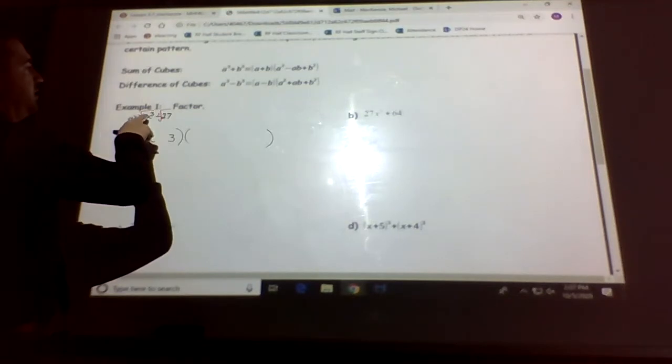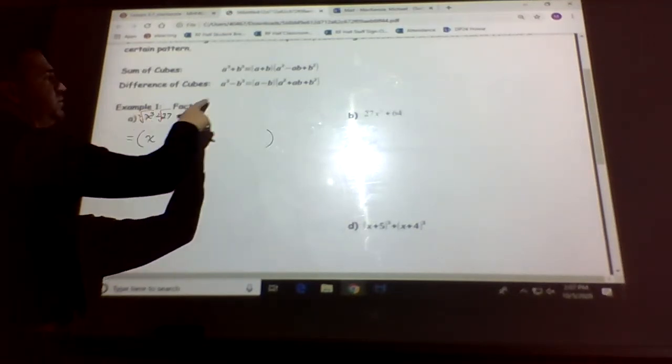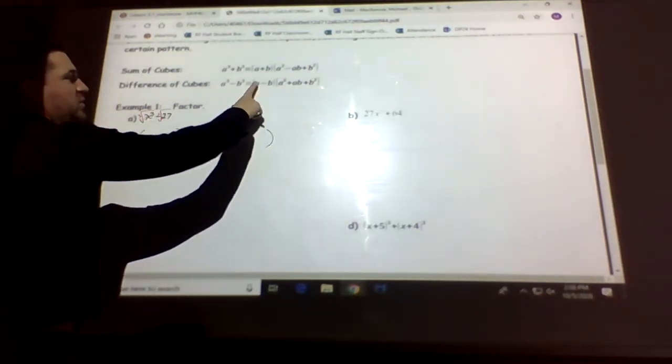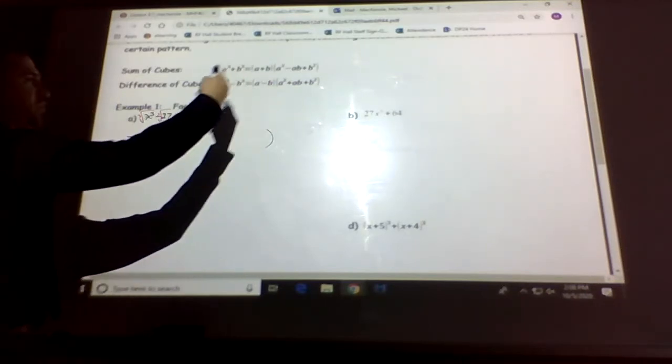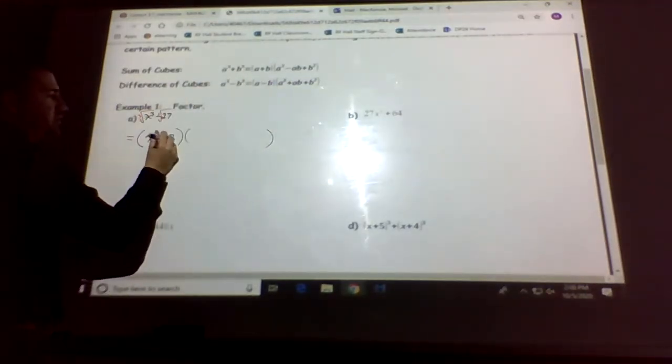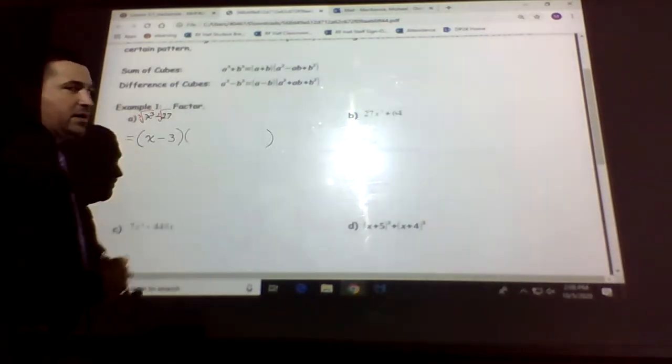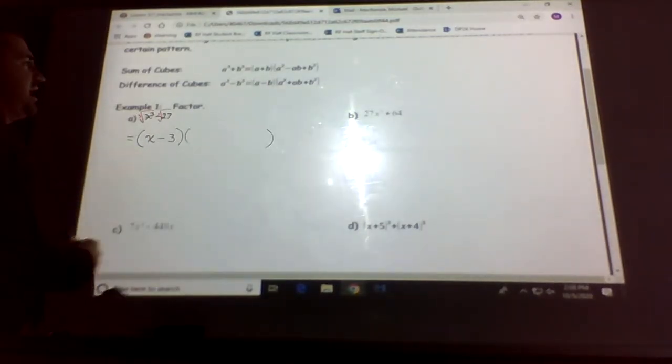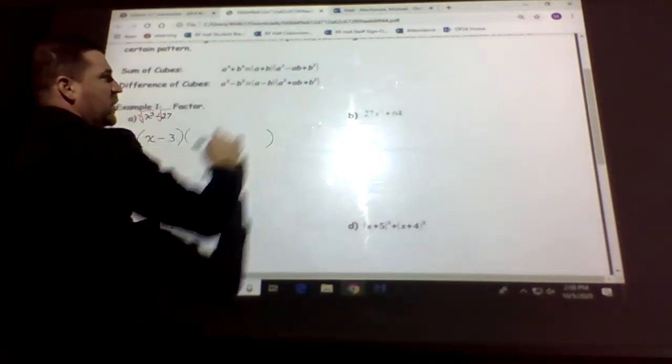This would be a difference of cubes, so we're looking at this formula here. It's going to be a minus b, so when you cube root it, we have an x minus 3. That's the first bracket.